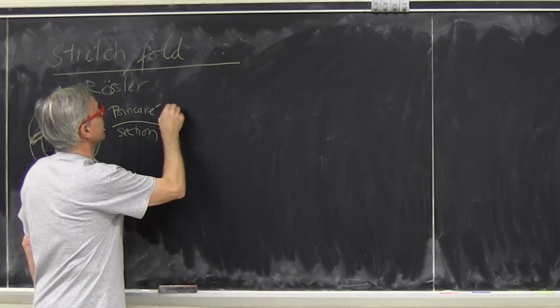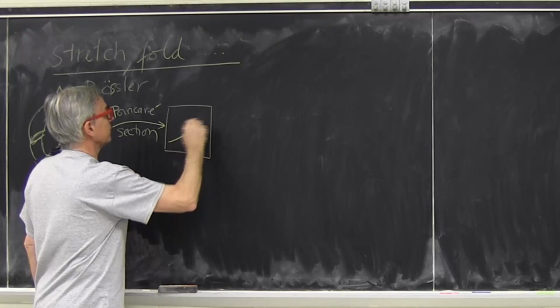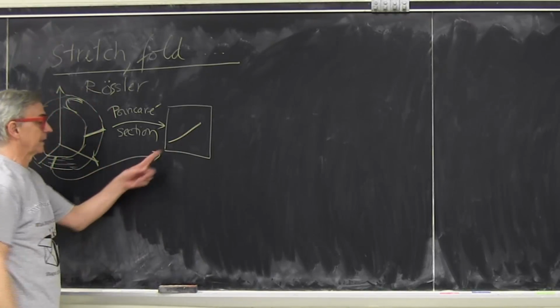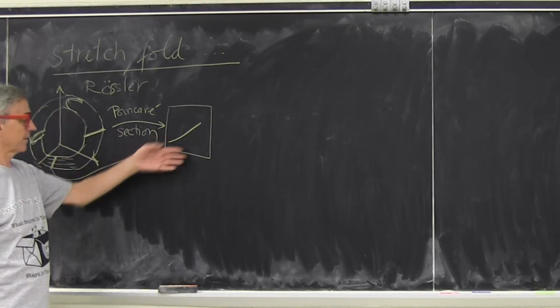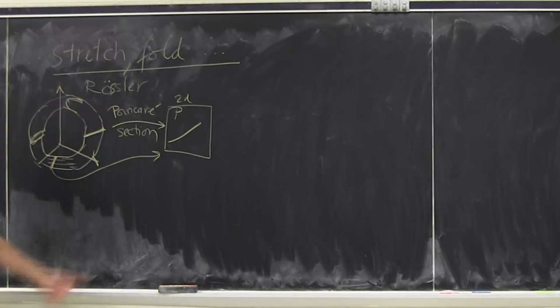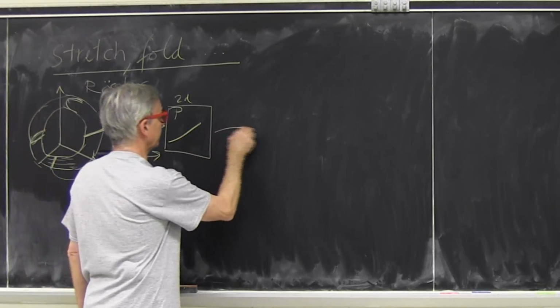A Poincaré section is something that looks pretty boring. In this case, if you take this Poincaré section, the flow is three-dimensional, the Poincaré section is a two-dimensional plane, and the flow seems to live on a line, so we look at the return map.